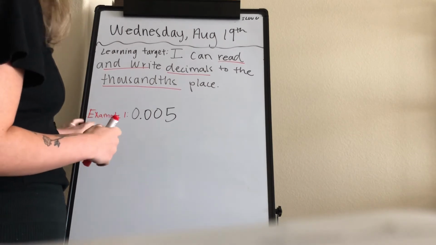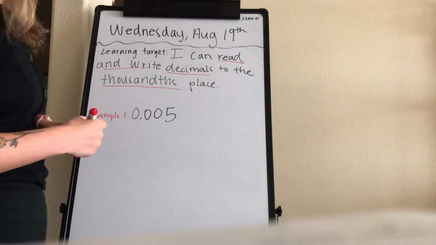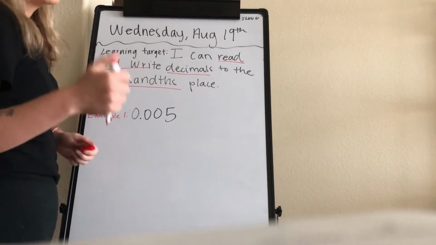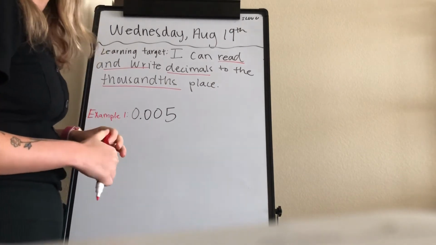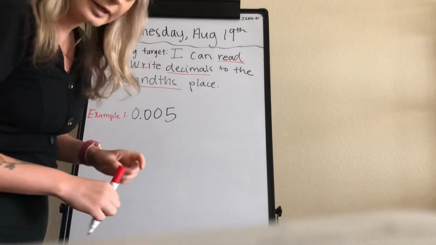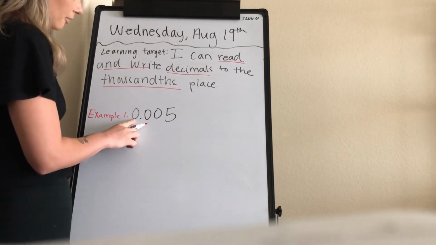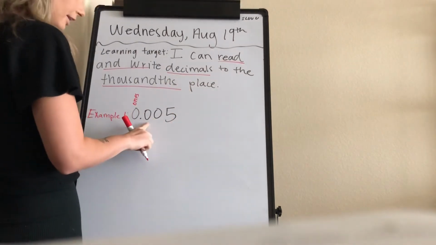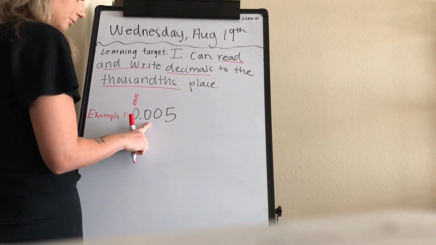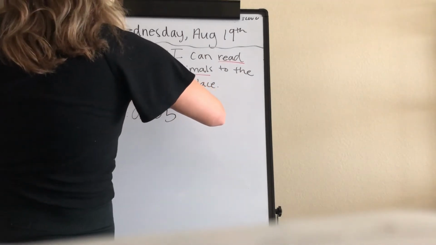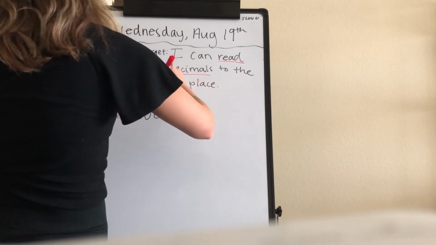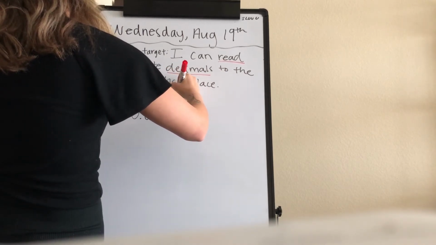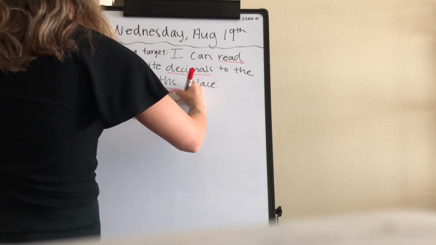All right, guys, and our first example, example number 1. Here we have 0.005. Before we even attempt to turn this into a fraction, let's see what place value every number is in. So right here, our 0, that would be the ones place. Our 0 after the decimal is always the tenths place. And we have our hundredths. Then our 5 is in the thousandths place.